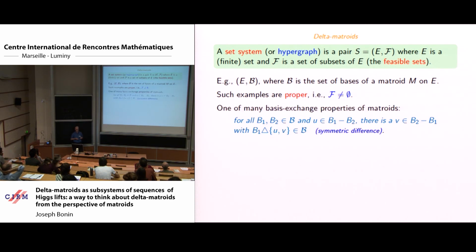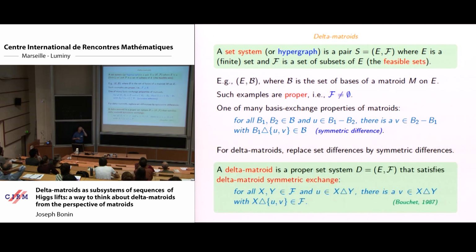As Goran explained, there's the definition of a matroid that we're all familiar with in terms of bases. And yes, you replace set differences by symmetric differences, and you get the definition of a delta-matroid. So your feasible sets have to satisfy that axiom. For any pair of feasible sets x and y and any element u that's in just one of those sets, there's a v, possibly equal to u, in, again, just one of those sets, so that x union the symmetric difference of the set uv is feasible.